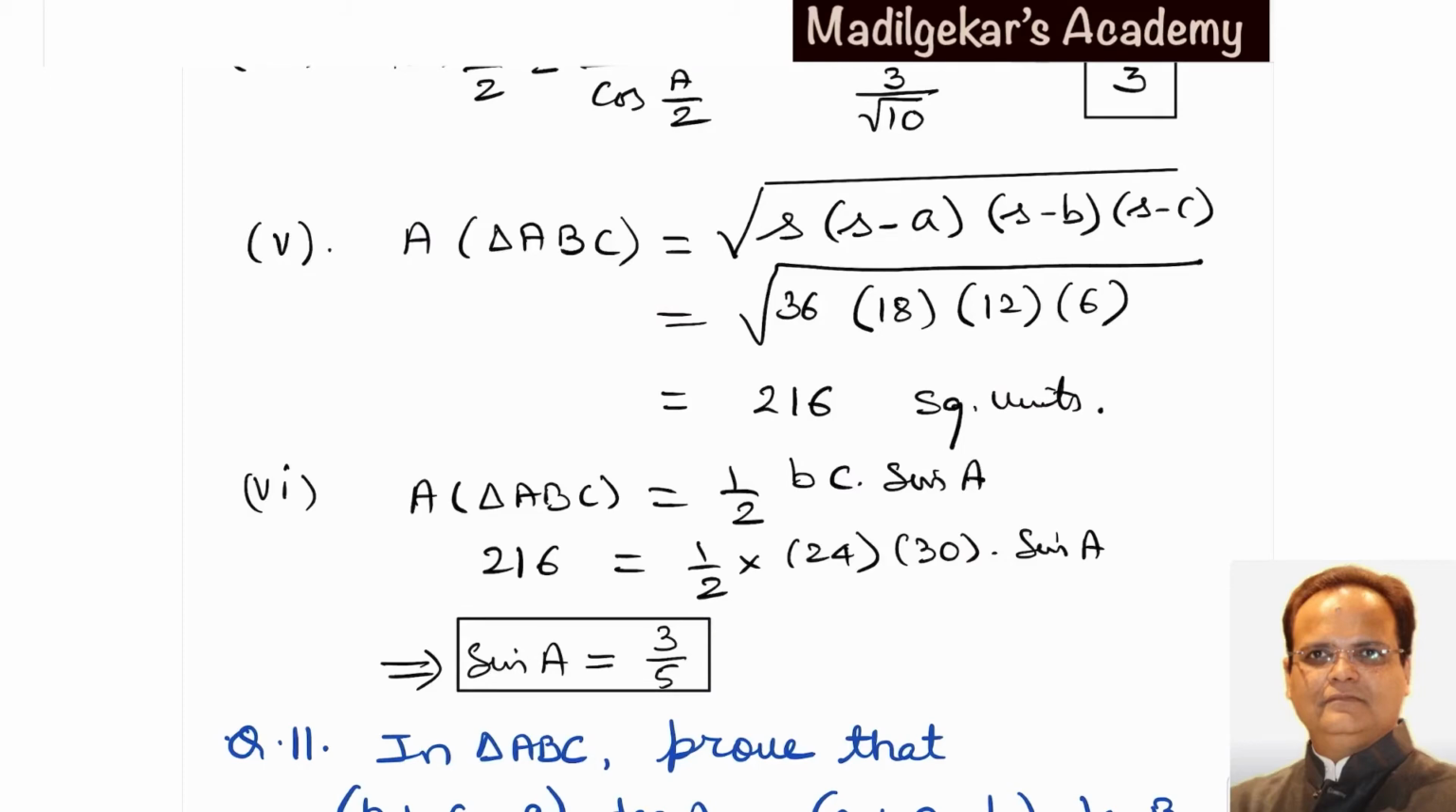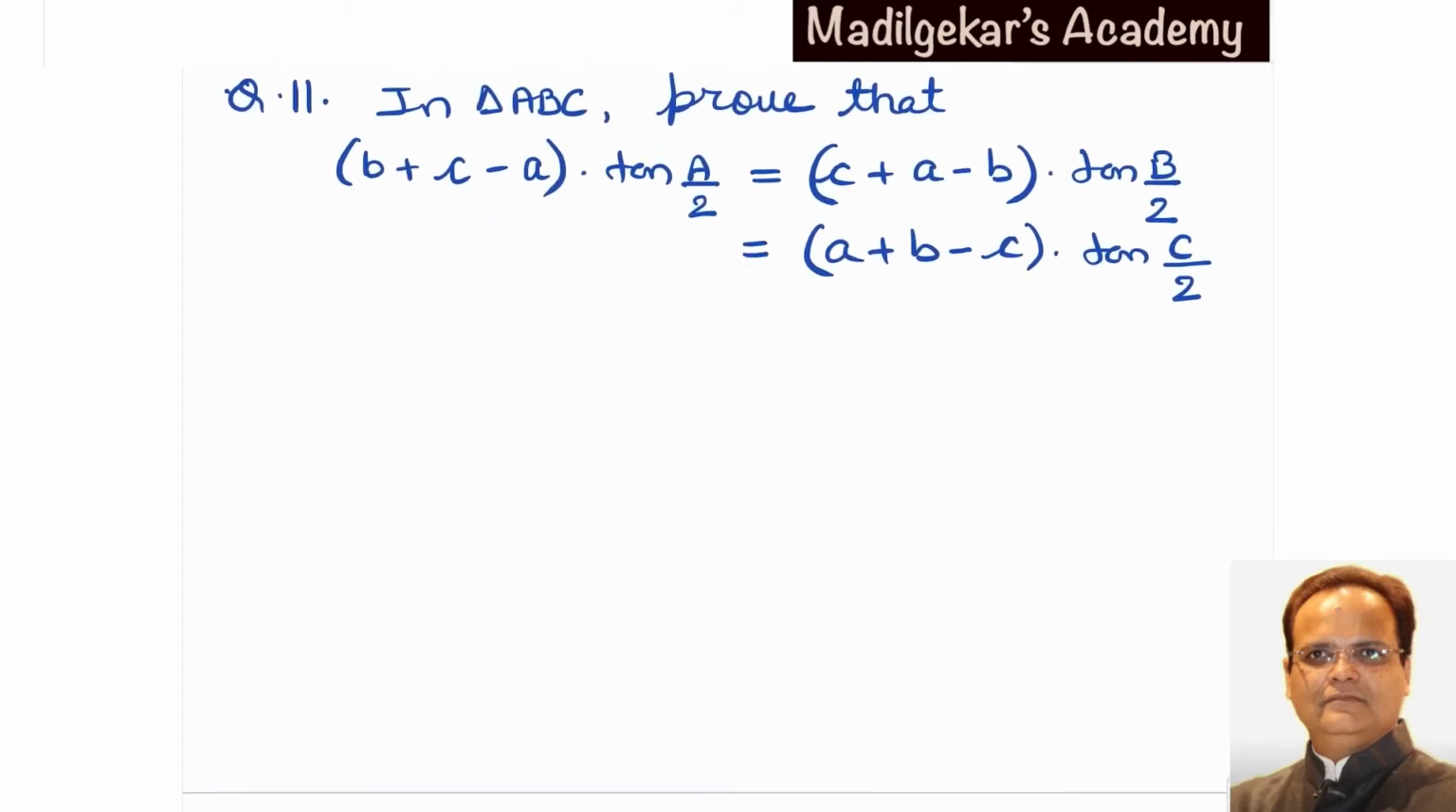Next question is question number 11. In triangle ABC, prove that B plus C minus A tan A by 2 equals to C plus A minus B tan B by 2 equals to A plus B minus C tan of C by 2.